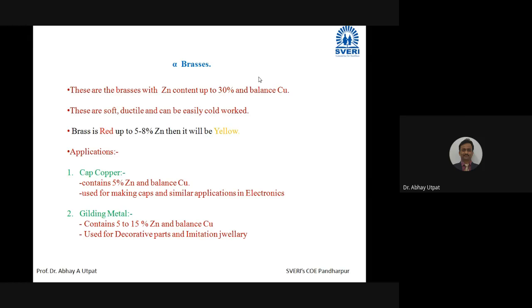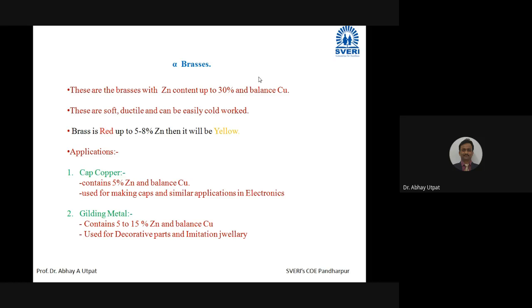There are 4 important applications, and why are these names given? Because the majority of use is there. Apart from those applications, some other applications are also there. So first is cap copper.